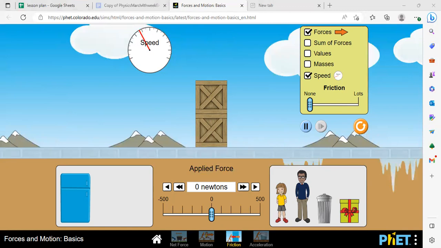So, ganun din dito sa car. Pag naumpog niya yung wall, yung tao tatalsik. Alam ko may animation to eh.